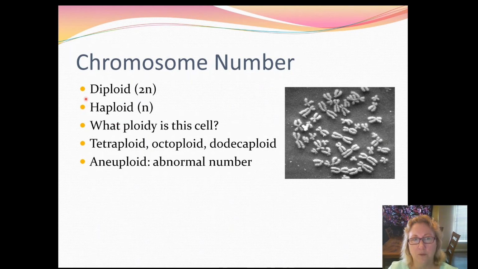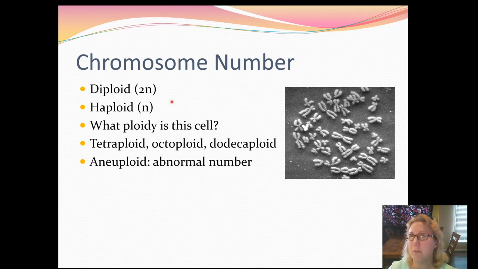Haplo is a root that means single. It's kind of tempting to think it means half, but it means single. So a haploid cell or a haploid organism has only 1 copy of each chromosome. And the number of unique chromosomes in an organism we call the N number. So N for humans is 23 because humans have 23 unique chromosomes. And so our diploid number is 2N. So if the N number is 23, the diploid number is 46.